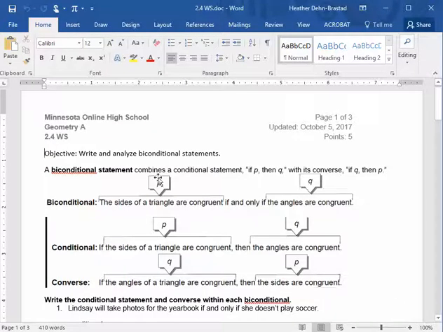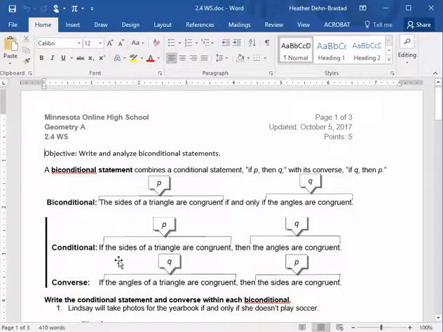So a biconditional statement is when you have a conditional statement with its converse. So it's an if and only if. The words if and only if will be in the middle of each of these biconditional statements. Here's an example. The sides of a triangle are congruent if and only if the angles are congruent.